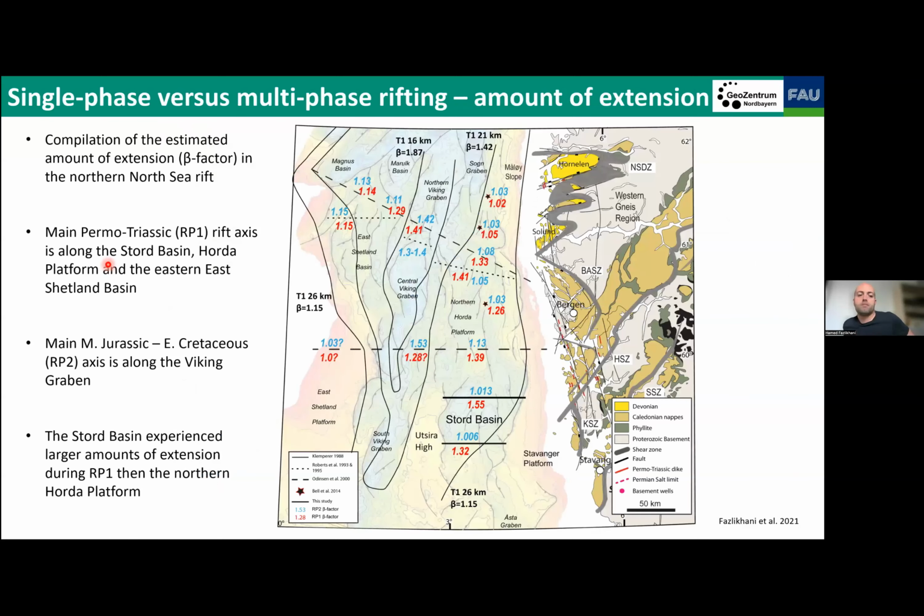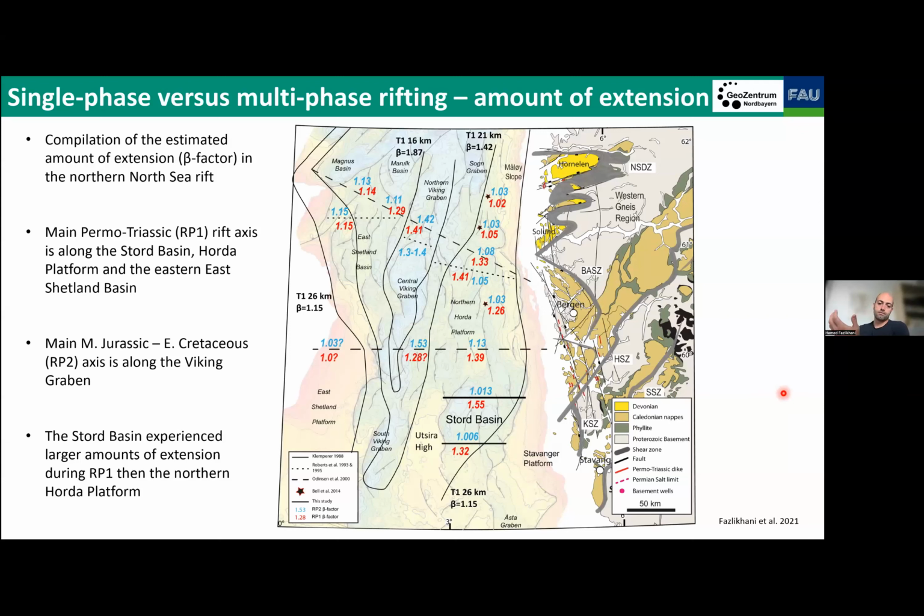Now we can also compare the amount of extension during rift phase 1 and rift phase 2. This map shows a compilation of RP1 and RP2 in the northern North Sea. Here in the Stord Basin we record a beta factor, or stretching factor, of 1.55 during the first rift, which is the highest amount compared to the other areas. But during the second rift it is almost quiescent, with no more activity, as the time thickness maps are suggesting.